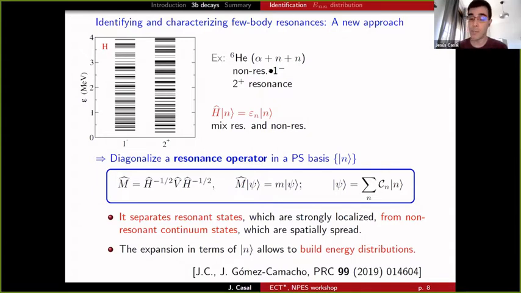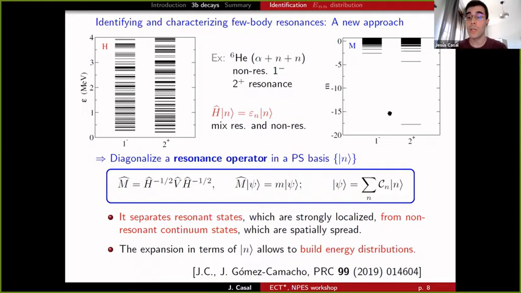And when we apply this to the example of helium-6, this is the result. We know that there is a quadrupole resonance here. When we do this procedure, this is the kind of spectrum we get for this operator, where for the 1- state we have essentially non-resonant continuum. But for the 2+ states, this operator allows us to separate the continuum into two regions, one for the non-resonant continuum, and here we have a state which is the 2+ resonance. Since we expand these states in all these energy eigenstates, we can build energy distributions. And from these energy distributions, we can assign resonance energy, width, and other decay properties. This is what we did; you can find all the details here.